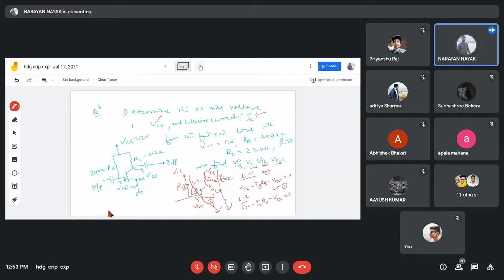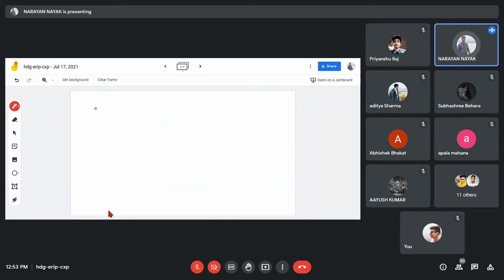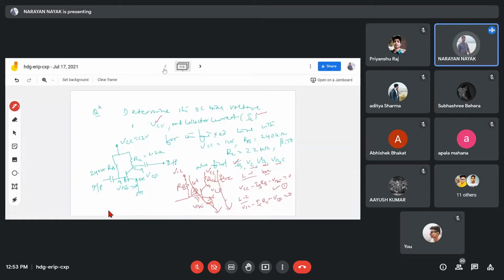So VC means what? Voltage across the collector. Just see here, this is the voltage across the collector. So this voltage is your VC.